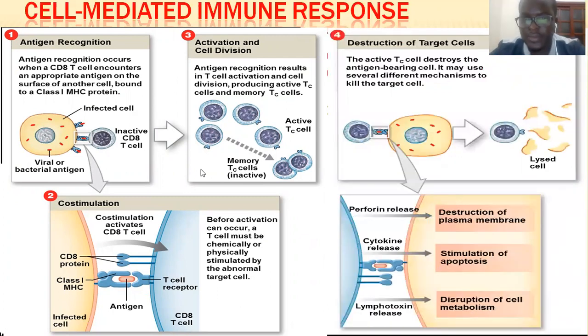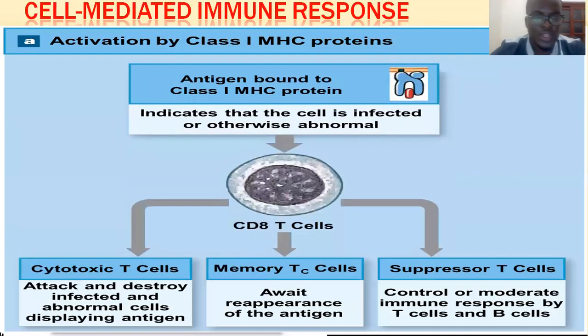So let's proceed. Even here, the destruction of the cells by these cells, I've already discussed: the function of perforins that are released to destroy the plasma membrane, the cytokines that stimulate apoptosis, and then you also have lymphotoxin that are released to cause disruption of metabolism. So this cell can't metabolize, because these pathogens that are infecting this cell depend on the metabolism of this cell, especially the viruses. So the cytotoxic T cell can produce lymphotoxins that can interfere with the metabolism of the cell so that it will stop producing proteins. Then these pathogens will be more vulnerable to other cells that will destroy them.